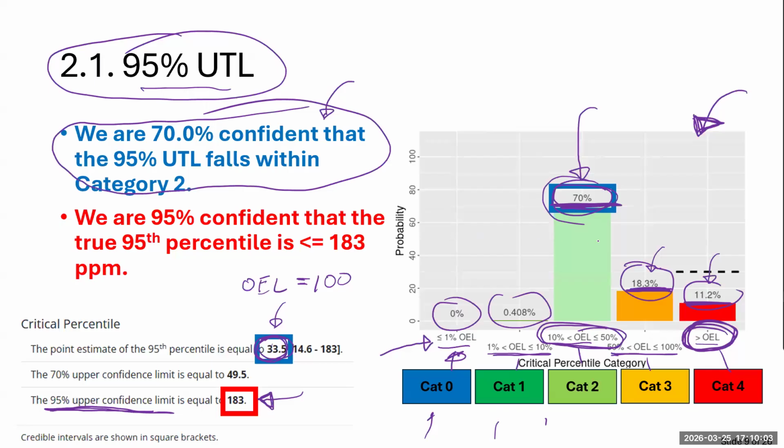We're 70% confident that our 95% UTL falls in that category. That, as well as which category, as well as this percentage right here, are, in my opinion, a close number one and two in terms of the most important statistics for us to report. So that's the 95% UTL.